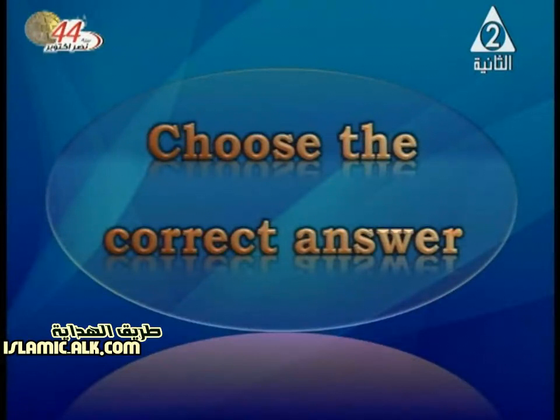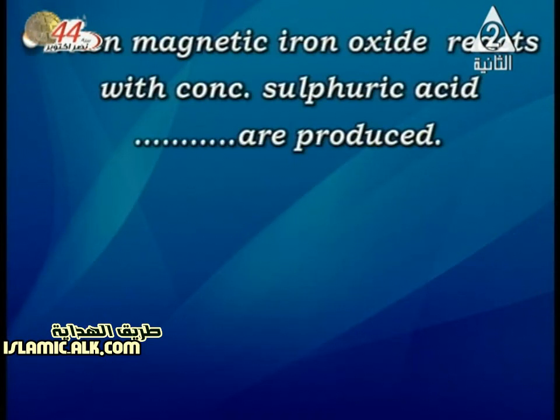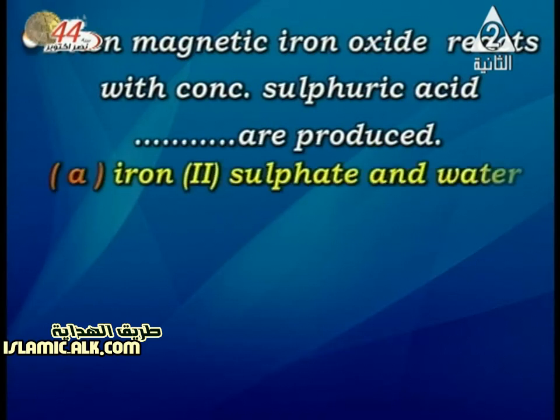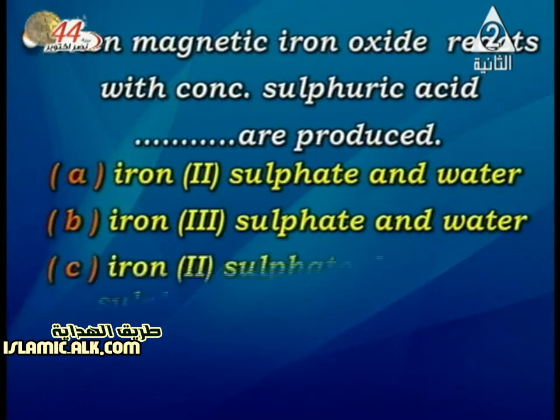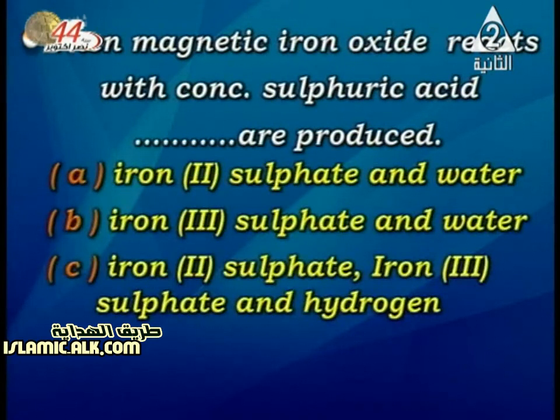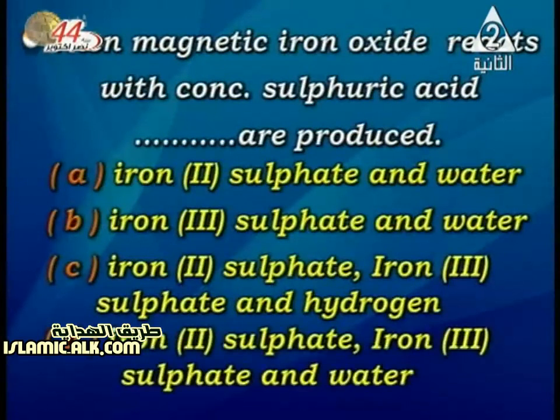Now, the next type of questions is choose the correct answer. When magnetic iron oxide reacts with concentrated sulfuric acid, what is produced? Is it iron 2 sulfate and water, iron 3 sulfate and water, iron 2 sulfate and iron 3 sulfate and hydrogen, or iron 2 sulfate and iron 3 sulfate and water? If you think about it, the answer will be iron 2 sulfate and iron 3 sulfate and water. Remember, my dear student, magnetic iron oxide is a mixed oxide.